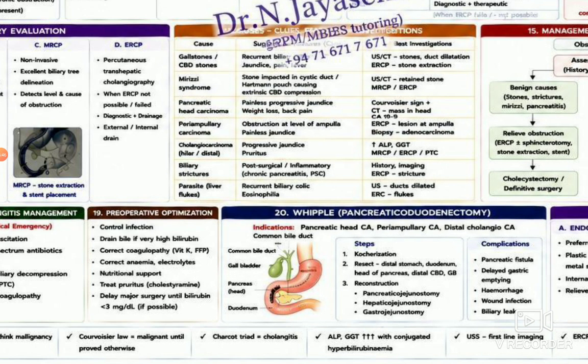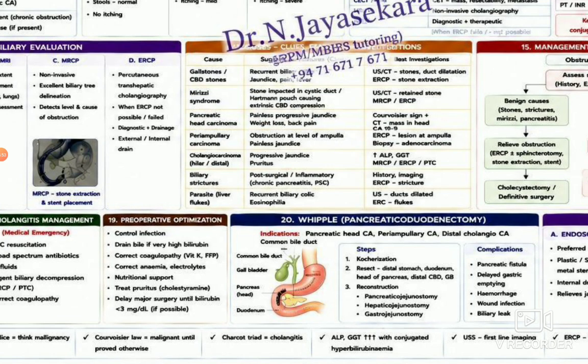Then the preoperative optimization. Now before major surgery, these patients must be optimized carefully. Why? Because obstructive jaundice affects multiple organ systems. Infection control. First, treat any active infection, especially cholangitis. Correct the coagulopathy. Correct vitamin K deficiency using vitamin K, FFP if needed.